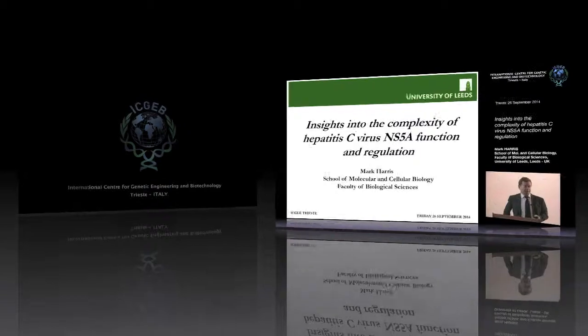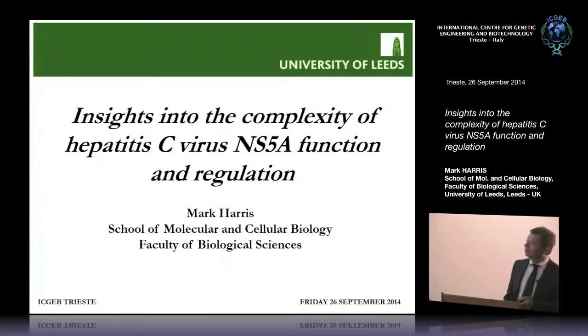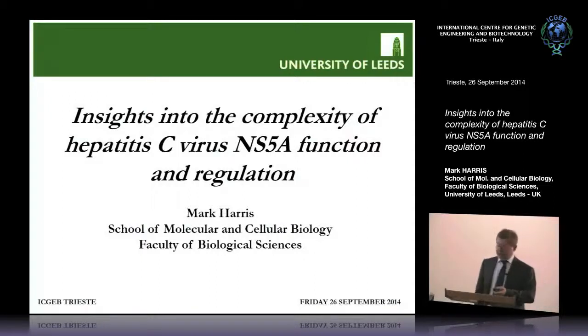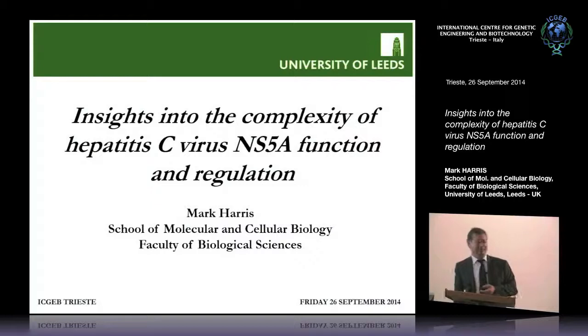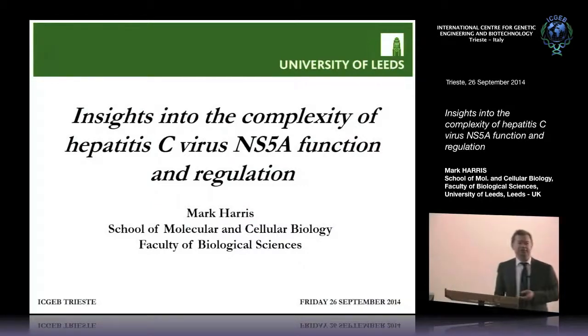Going to tell you a little bit about some of the stuff we've been doing in the lab over the last 5 or 10 years now on the function of this protein, NS5A, which some of you will be very familiar with. For those who are not, I'm going to try and give you a little bit of an introduction to hep C, for those who are not familiar with this virus, and indeed those who are not virologists.